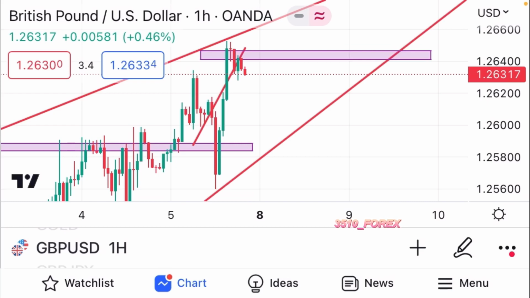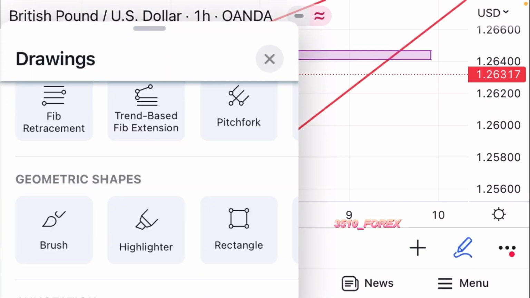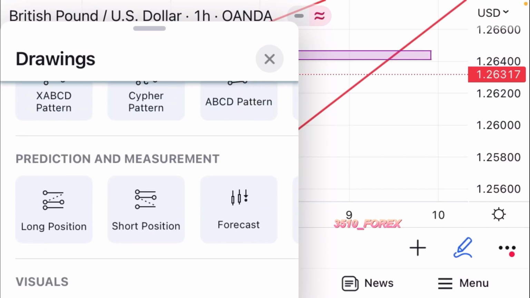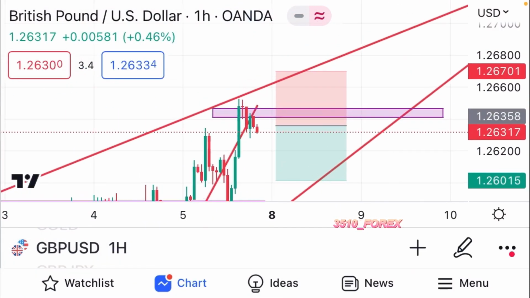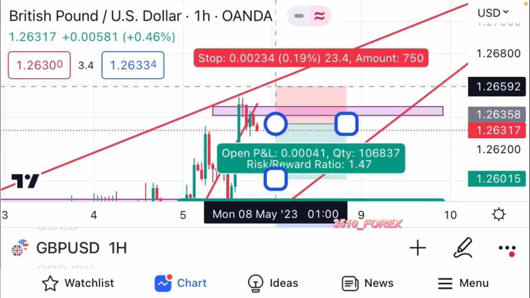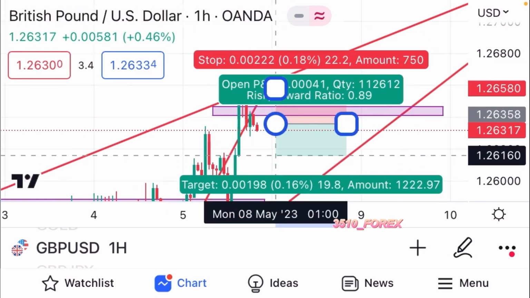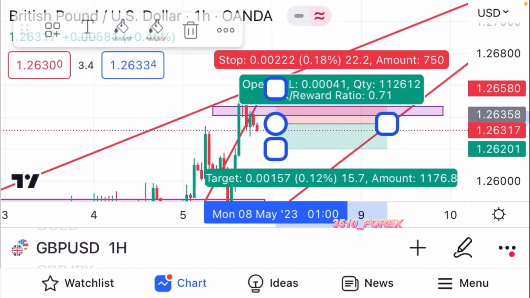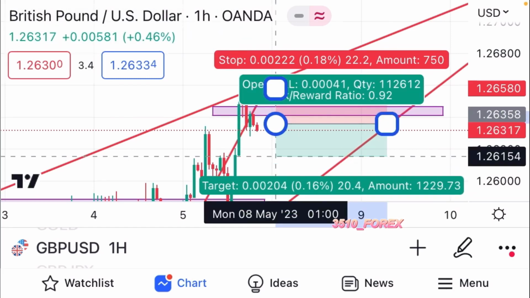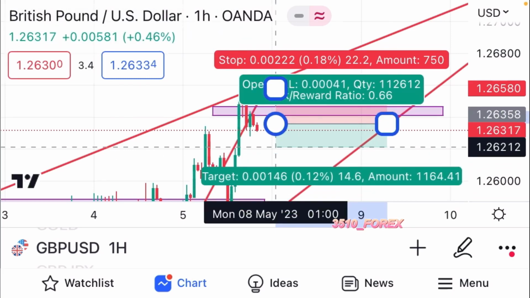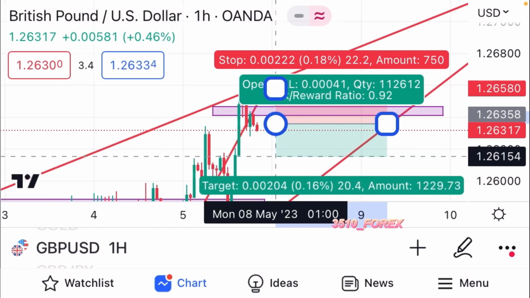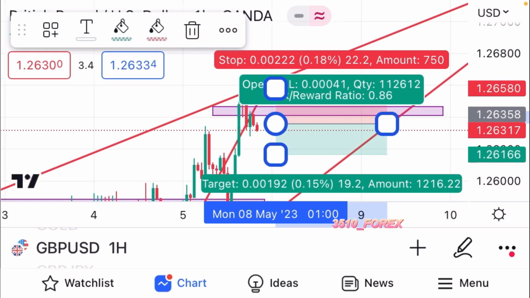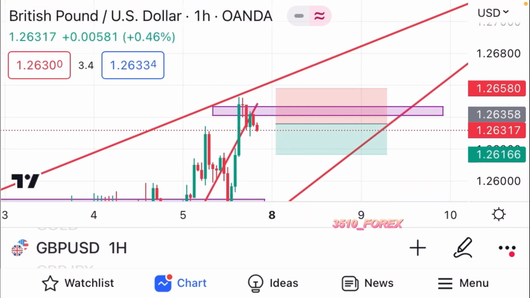So let me do this. So I'm expecting it to go down, but I don't know. Alright, so it was consolidating right here, had a pullback. So let me leave it like this. So that is what I'm expecting.